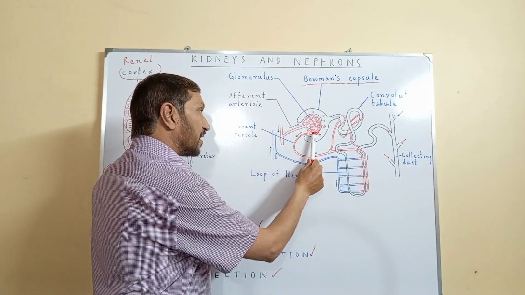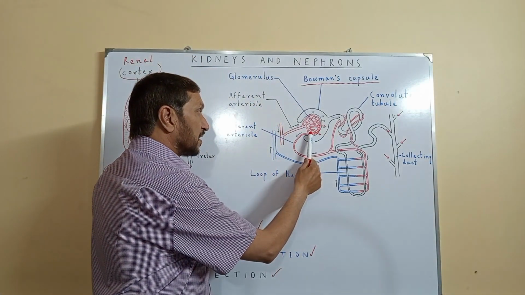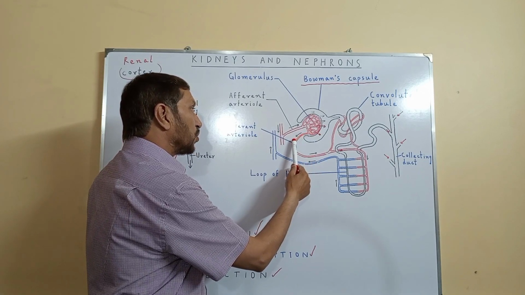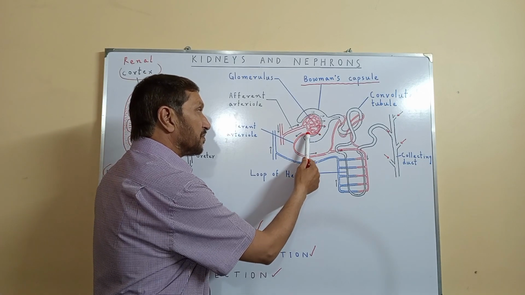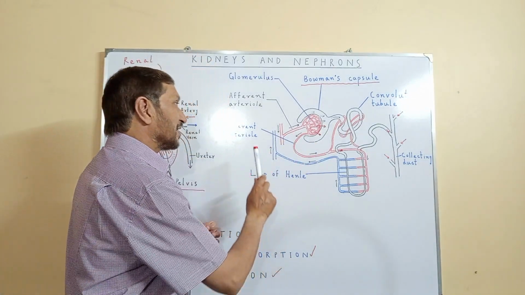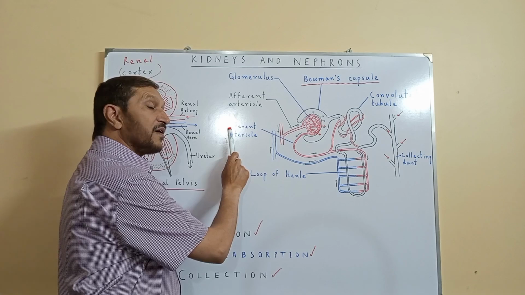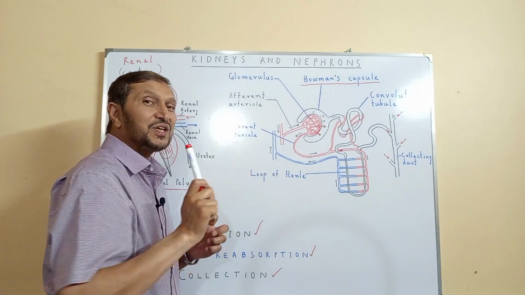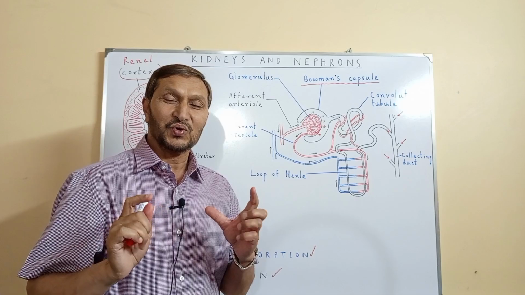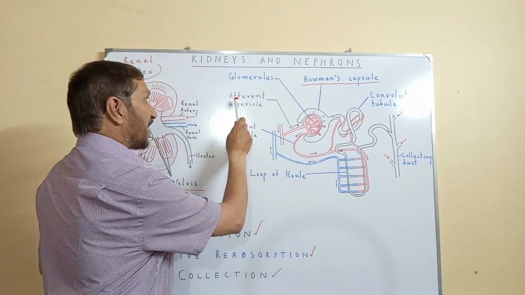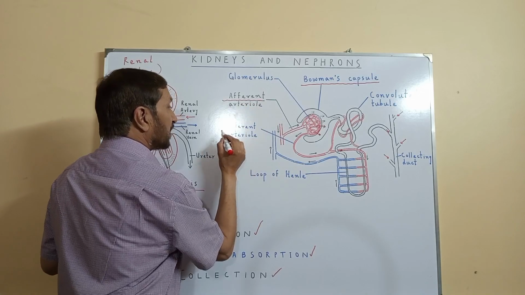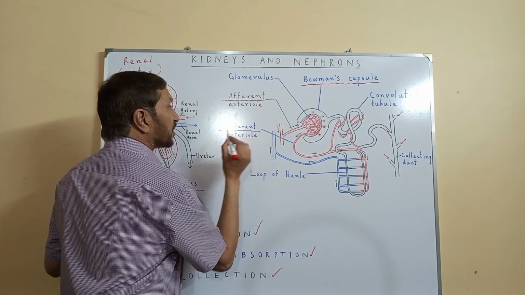And from this glomerulus, another arteriole comes out, bringing the blood out of the glomerulus. This arteriole is called the efferent arteriole. Now there are two terms and there are two types of arteriole. One is the afferent arteriole, afferent A, and the other is the efferent arteriole.